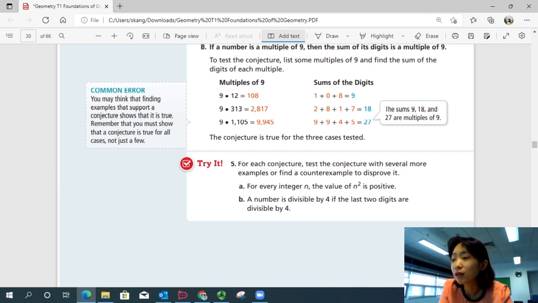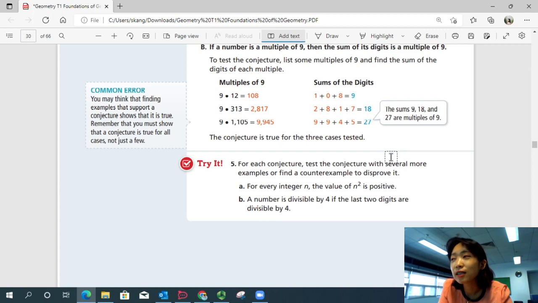Okay. Part A. Did you get it? Are you ready? Every integer n. Now, what is an integer? Okay. No fractions, no decimals, but a whole number. Does it include the negatives? Yes. Does it include 0? Yes. So, can we use 0 as a counterexample?